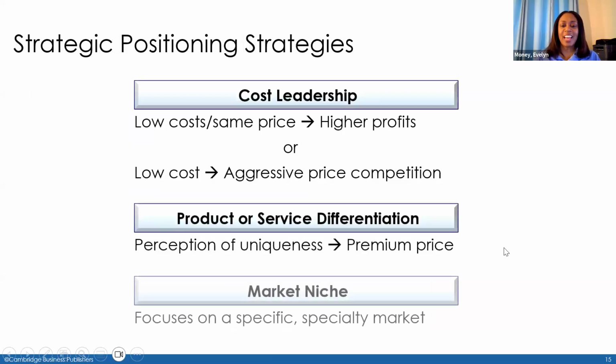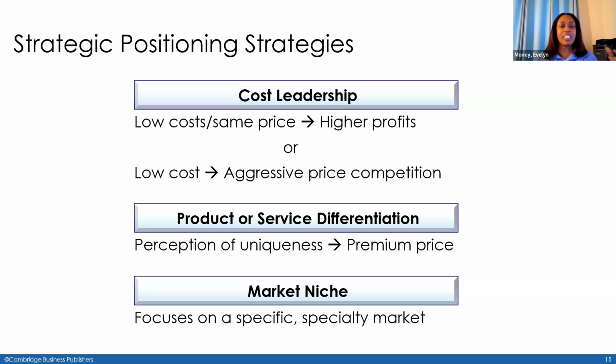Now, what you see on the slide here are the 3 strategies that we'll talk about a little bit more in another video later on, but I'll mention them briefly here. There are 3 strategies that we'll find in managerial accounting that give us the how we plan on achieving the goals. Those are cost leadership, product differentiation, and market niche.